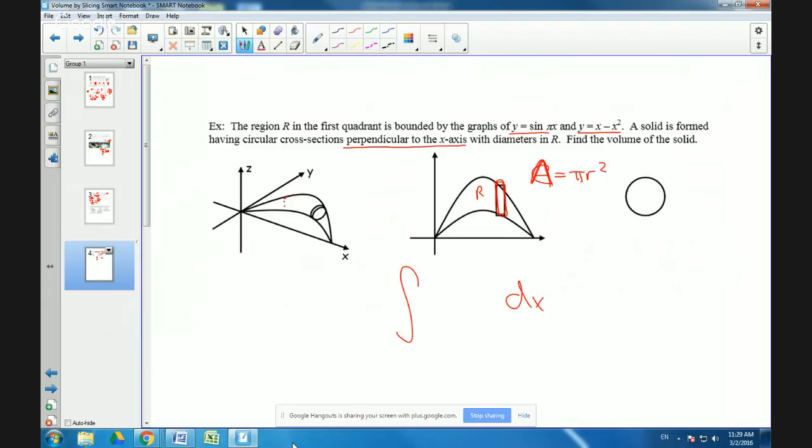If you look at a circle on its side, what do you see? A rectangle. That's like a rectangle.